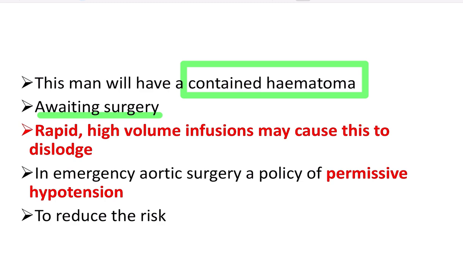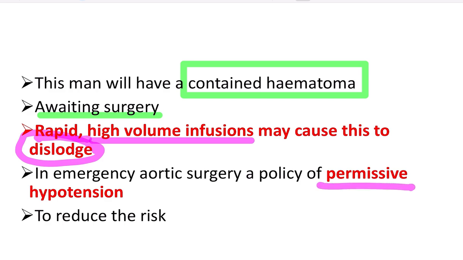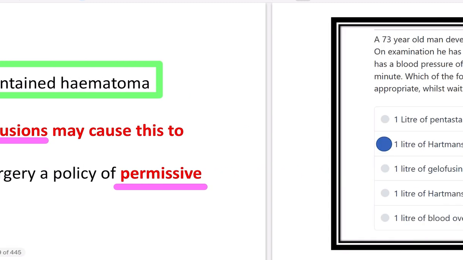If we give a rapid high-volume infusion, it may cause dislodgement of the hematoma and bleeding again, and finally collapse and death of the patient. So we don't want the death of the patient. For this condition, what we do is permissive hypotension. That means giving fluid in a very small amount to reduce the risk.